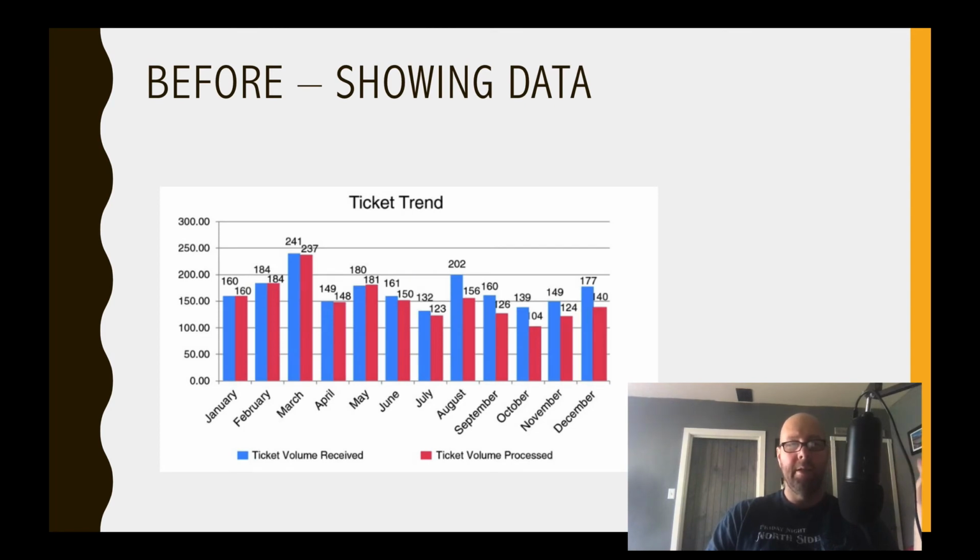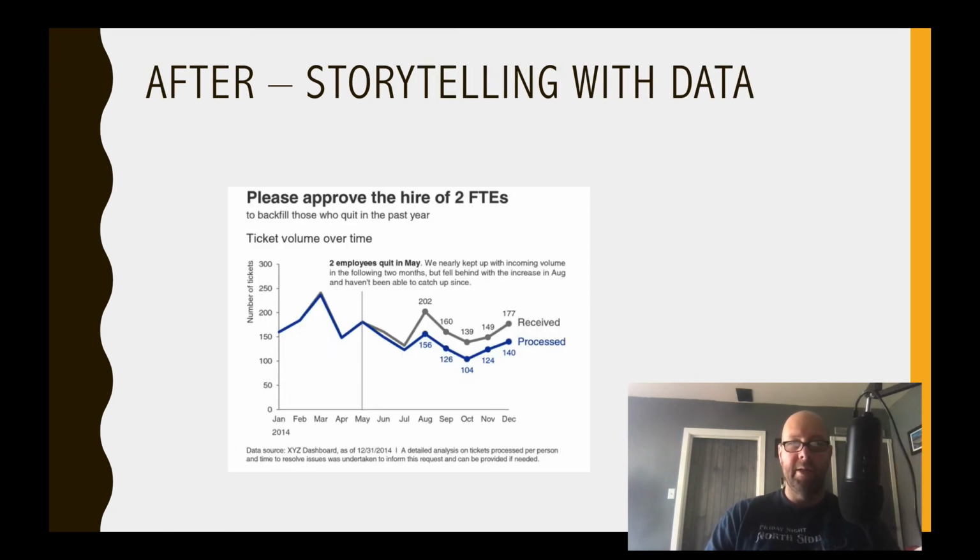Before showing data, looking at this right here, it has the ticket volume, it has how much was processed. I think there could be a better way of showing the data. After storytelling with data: please approve a hire of 2 full-time employees to backfill those who quit in the past year. Ticket volume over time, 2 employees quit in May. As you see here, you have this data point, and it shows how many tickets were involved and how many people quit over that period of time. So there should be a better way of doing it, and this is a perfect example.